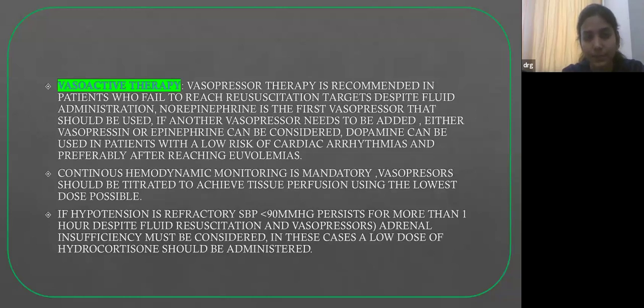Vasoactive therapy. Vasopressor therapy is recommended in patients who fail to reach the resuscitation target despite fluid administration, and norepinephrine is the first vasopressor that should be used. If another vasopressor needs to be added, either vasopressin or epinephrine can be considered. Dopamine can be used in patients with a low risk of cardiac arrhythmias and preferably after reaching euvolemia. Continuous hemodynamic monitoring is mandatory. Vasopressors should be titrated to achieve tissue perfusion using the lowest dose possible.